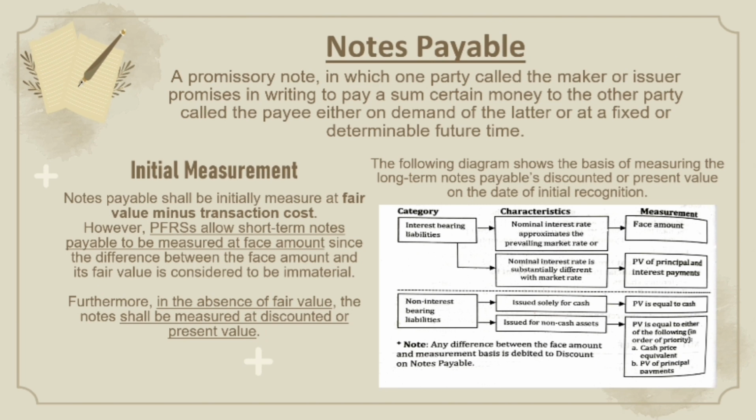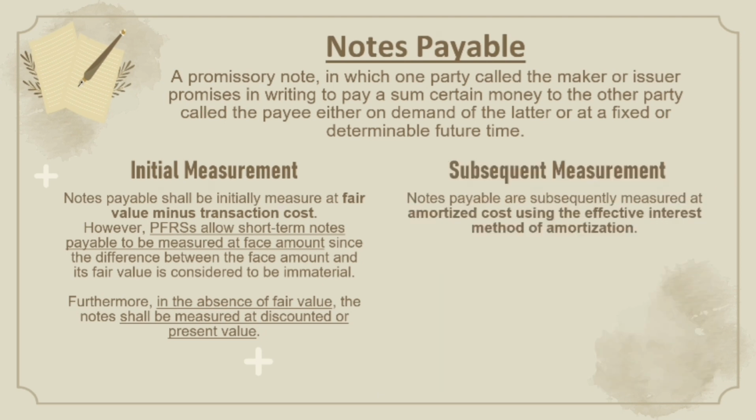Non-interest bearing liabilities issued solely for cash are measured at present value equal to cash. Non-interest bearing liabilities issued for non-cash assets are measured at present value equal to either of the following in order of priority. First, the cash price equivalent, and second, the present value of principal payments. Note that any difference between the face amount and the measurement basis is debited to discount on notes payable. Notes payable are subsequently measured at amortized cost using the effective interest method of amortization.